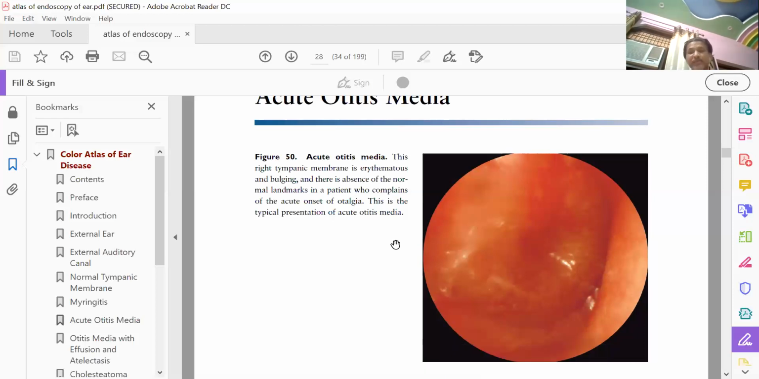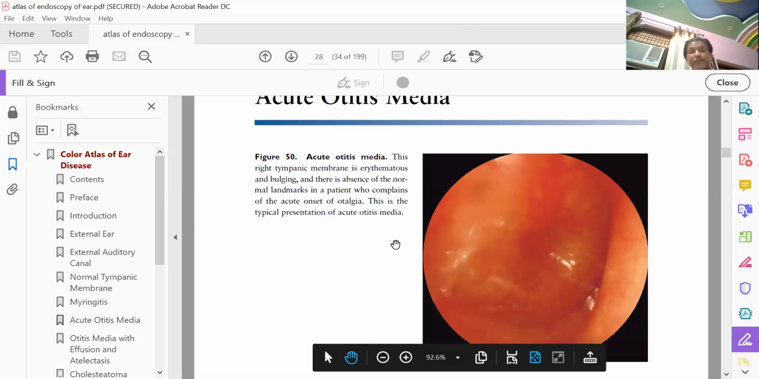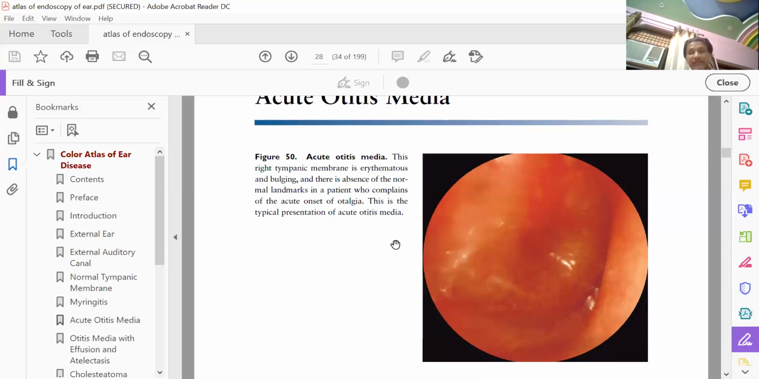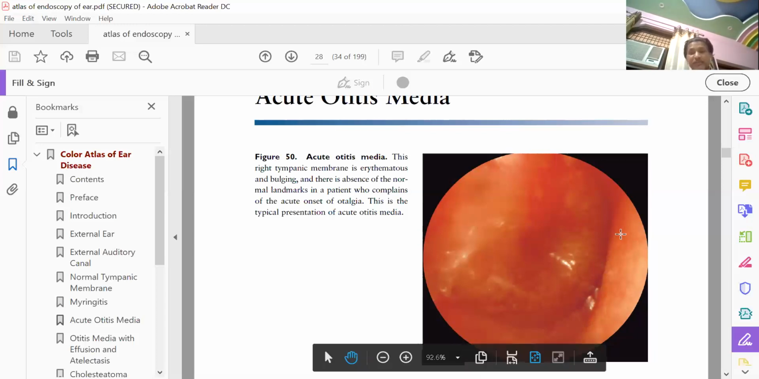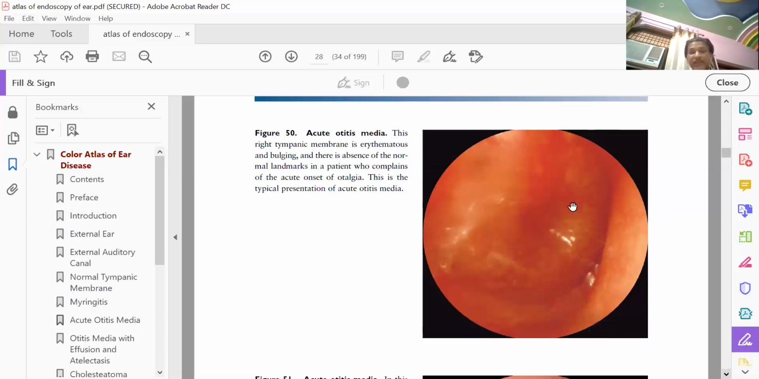And what is the clinical presentation? The patient usually comes with otalgia. What is otalgia? Otalgia is a painful ear, pain in the ear. So if the patient comes with pain in the ear, some fever, in kids or the pediatric population there can be vomiting episodes also, and in severe disorders you can have mastoiditis as well. So this is a picture of the acute otitis media stage in which the middle ear is acutely inflamed. So what are the clinical findings on endoscopy?